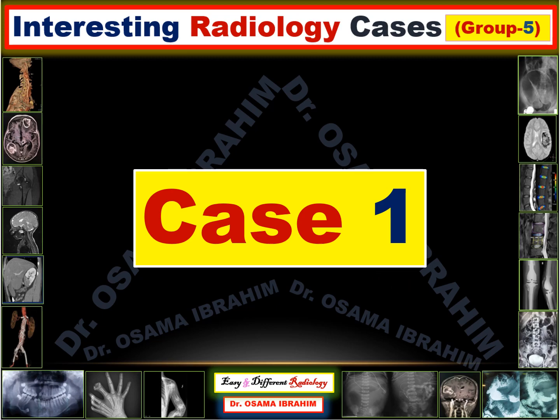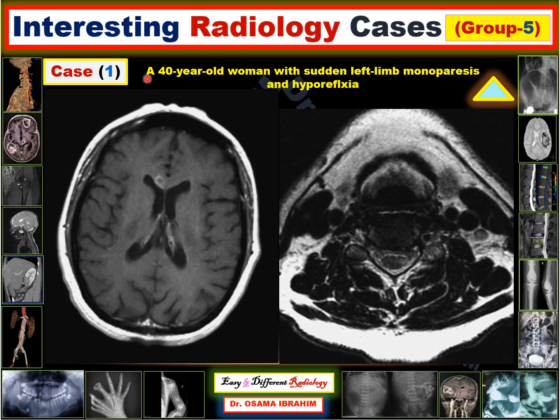Case 1. This is a 40-year-old woman with sudden left limb monoparesis and hyporeflexia. This is 2 exam.